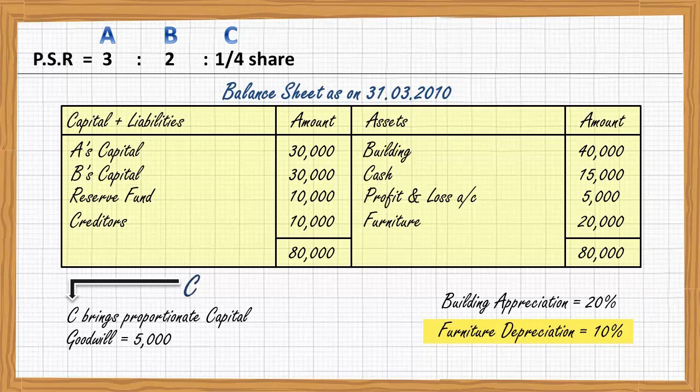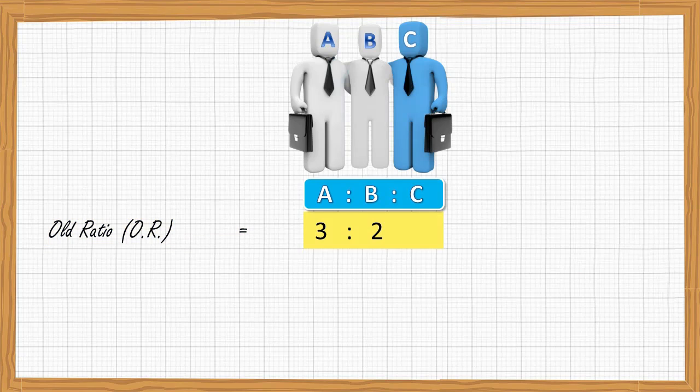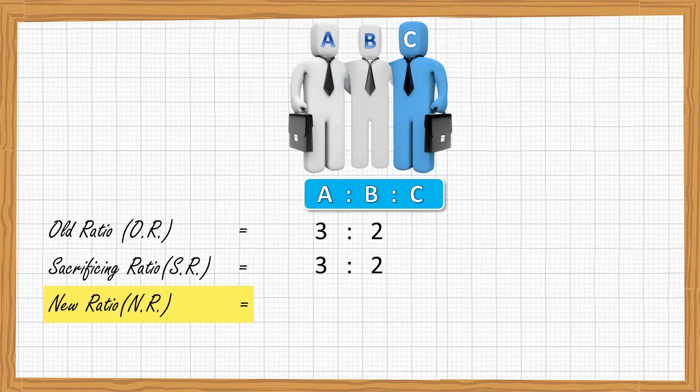In what order do we take the steps? First of all, set the ratios for A, B, C. Old ratio 3:2, sacrificing ratio 3:2, new ratio 9:6:5. Now we'll start journal entries.